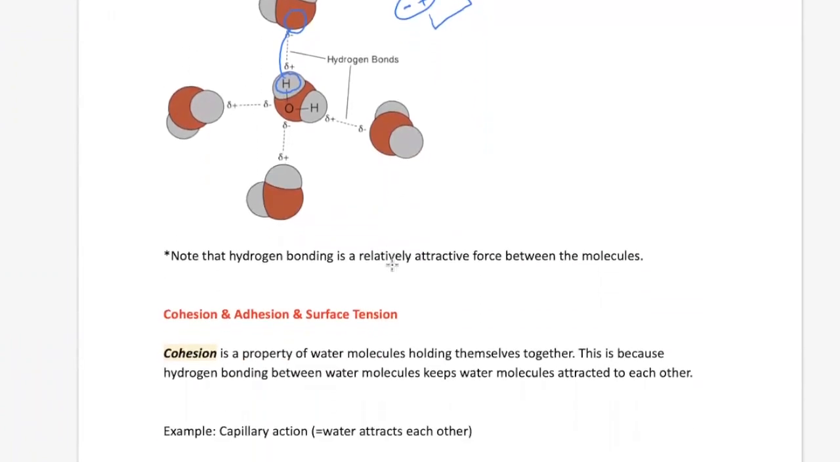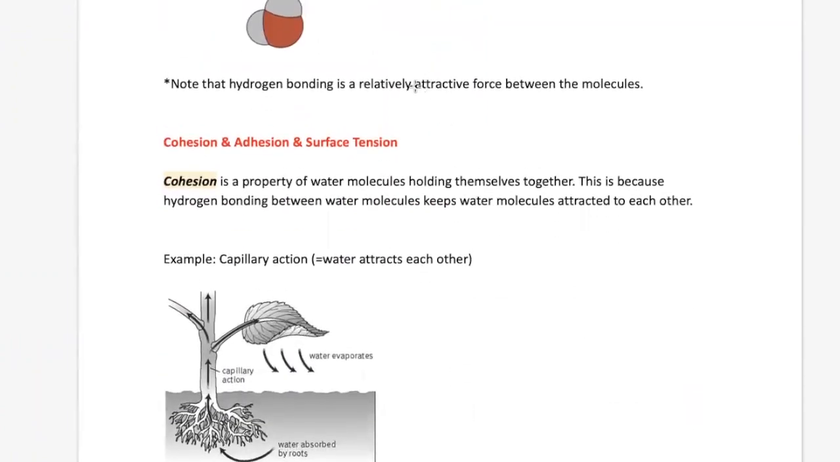So now we have to learn about the properties. So we learned that water interacts via hydrogen bonding due to water molecules' polarity. But we have to learn about how this structure influences the properties of water. So the first property that we're going to talk about is cohesion.